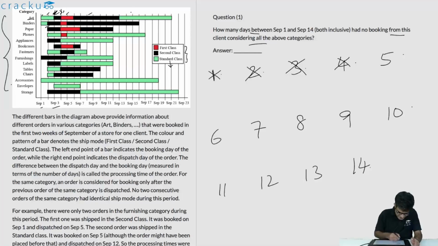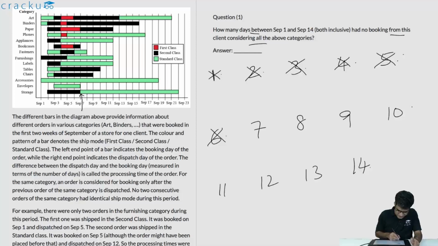September 5th, let me clear this so that there is no confusion. September 5th will be this line. Is there any bar which is starting from this line? There is a bar over here, furnishing, so we'll put a cancel over here. If you're looking at September 6th, this line, we'll keep going up and we will finally meet something on fastnet, so we'll again put a cancel there. If you're looking at September 7th, we'll have to look at this line.